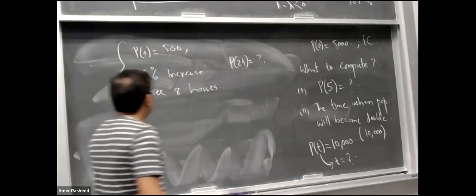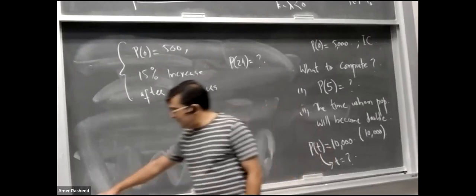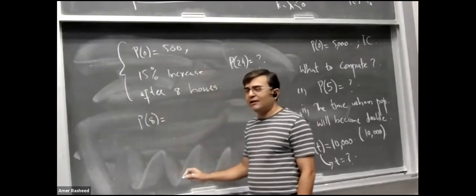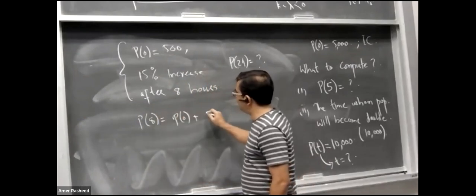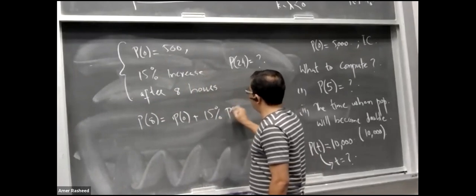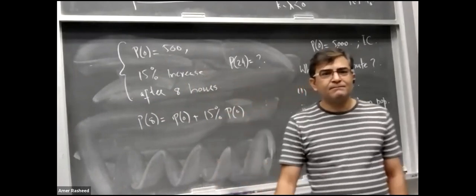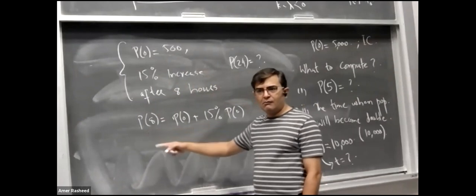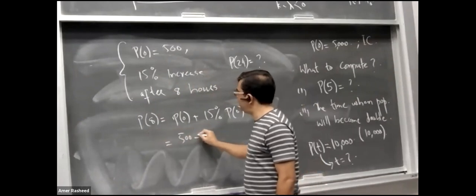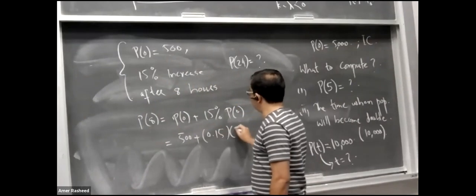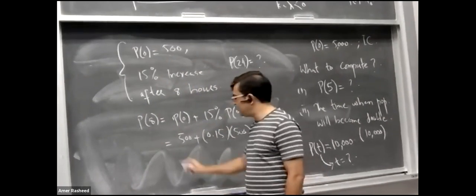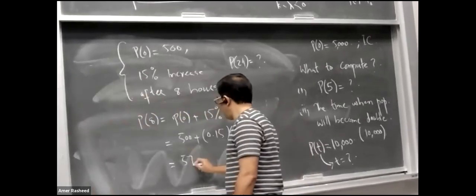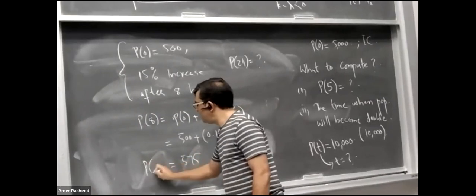So यहाँ पे हमारे पास P of 0 given है और P at 8 जो है वो क्या है, initial plus 15% of the initial population. ये होगा ना? So this will be your population after 8 hours. So it will be what? 500 plus 0.15 into 500. And this is what? 575, I think. Yes, 575. This is your P of 8.